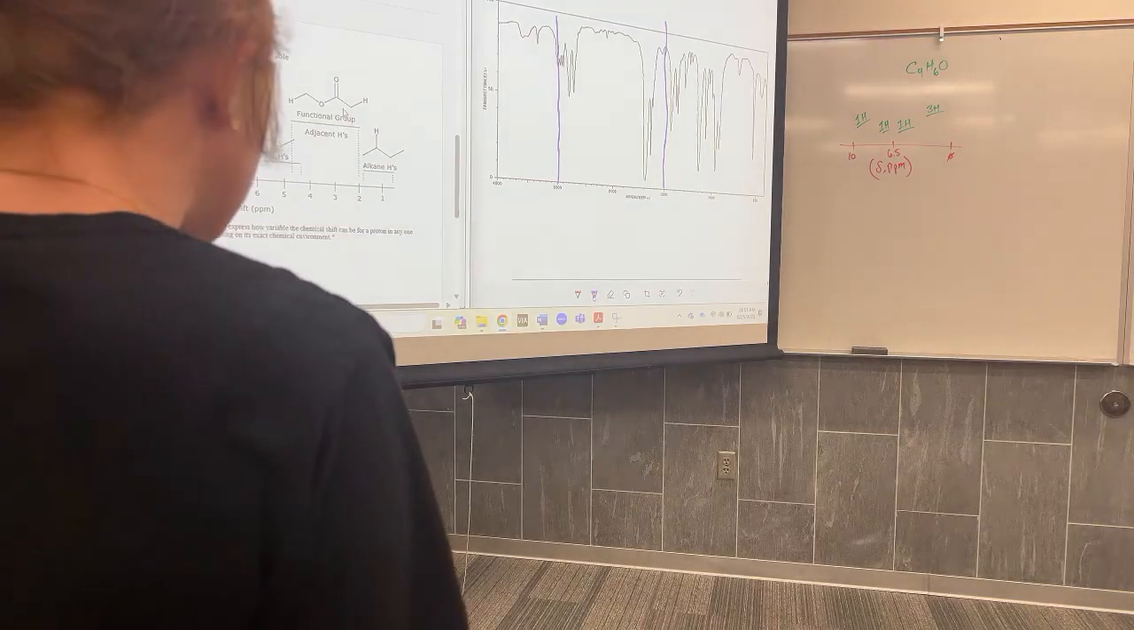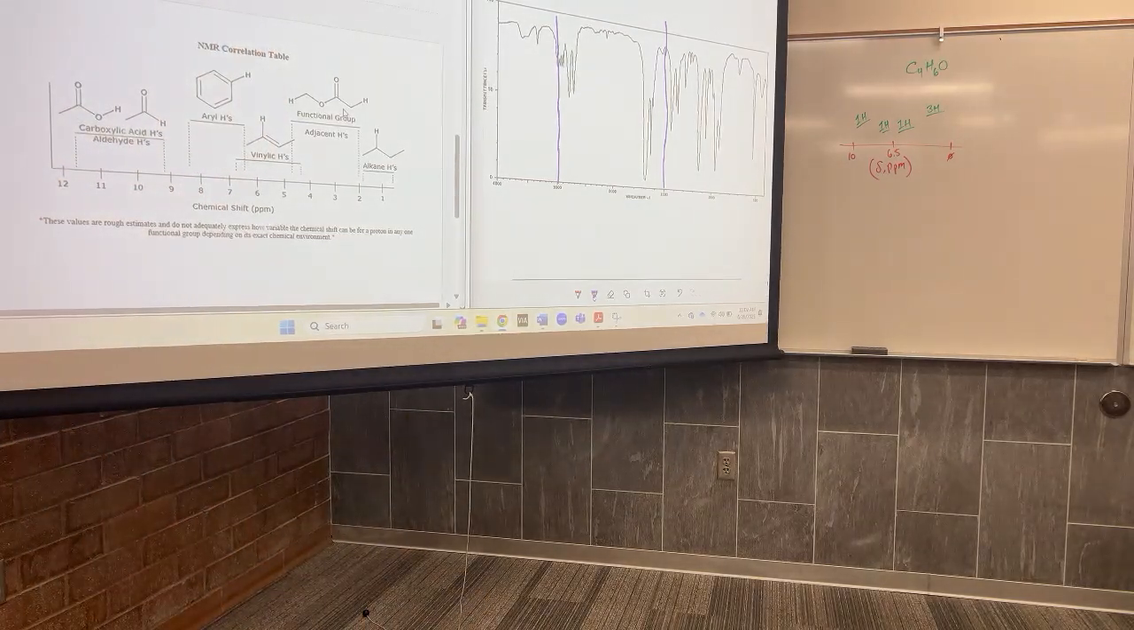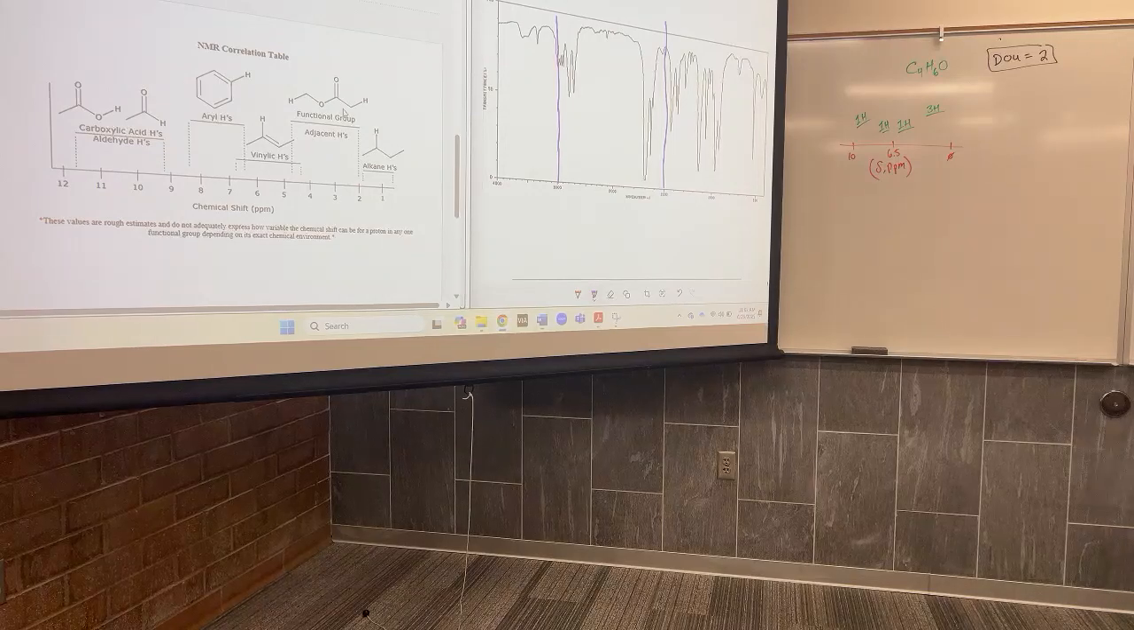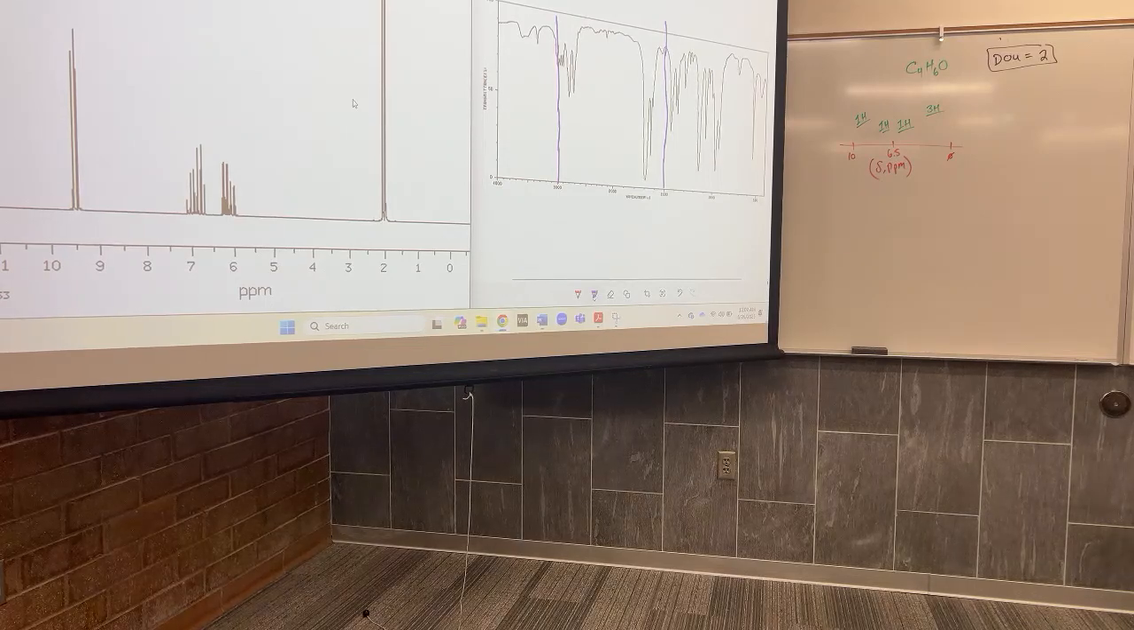Should we tackle it together? What are the degrees of unsaturation? So, correct me if I'm wrong. It must have one pi bond, one ring. Or it could be two rings. Could be two pi bonds. Two pi bonds, that means it has to have a triple bond. Could be two double bonds. All we know is that there are 2 degrees of unsaturation, and there are several combinations for that. 2 double bonds, 1 triple bond, 2 rings, 1 ring and 1 pi bond.